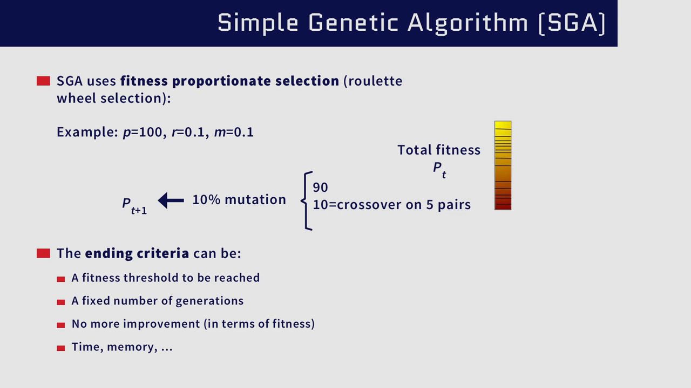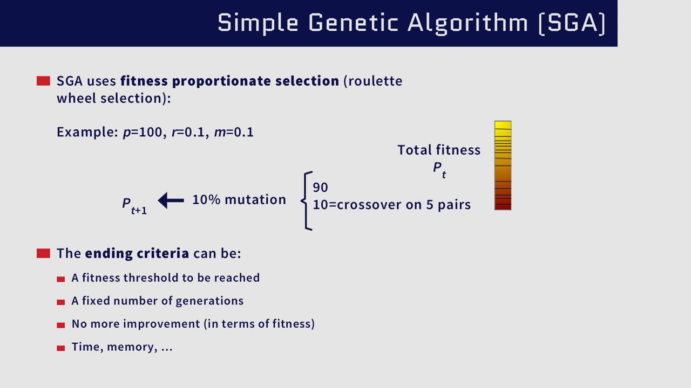90% of the new population is just individuals from the current population selected with a likelihood proportional to their fitness. This means that a given individual can be selected several times and therefore appear several times in the new population. The remaining 10% are generated through crossovers, that is 5 pairs of offsprings. Then, on the 100 new individuals, in fact only 10 of them are really new, we apply mutation on 10% of them. And that's our next population.